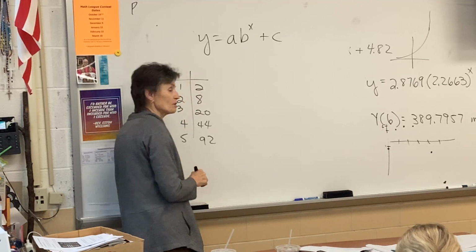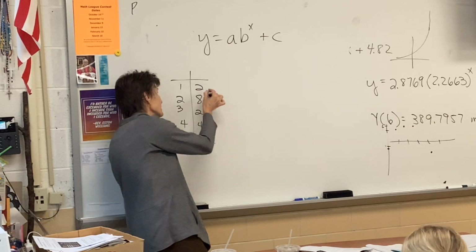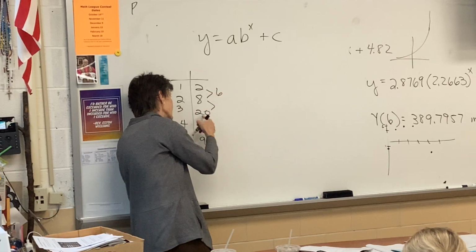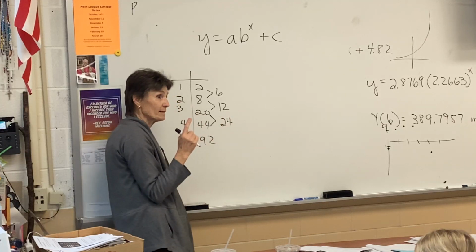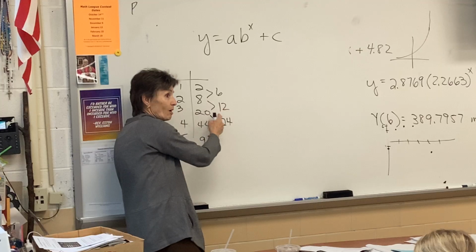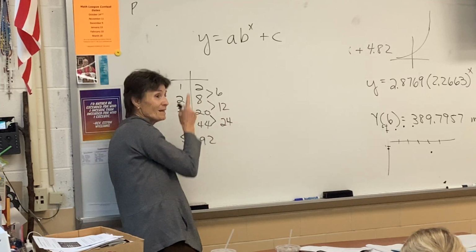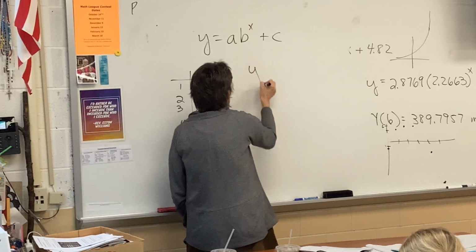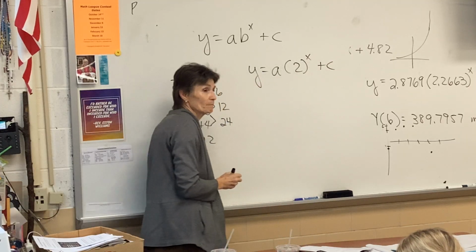I don't know, you guys, at this point in this class, you should look at one of these and immediately start saying, okay, that's 6, that's 12, that's 24. And at this point, you say, uh-oh, what's happening? These are proportional, right? So b is 2. So y equals a times 2 to the x plus c.